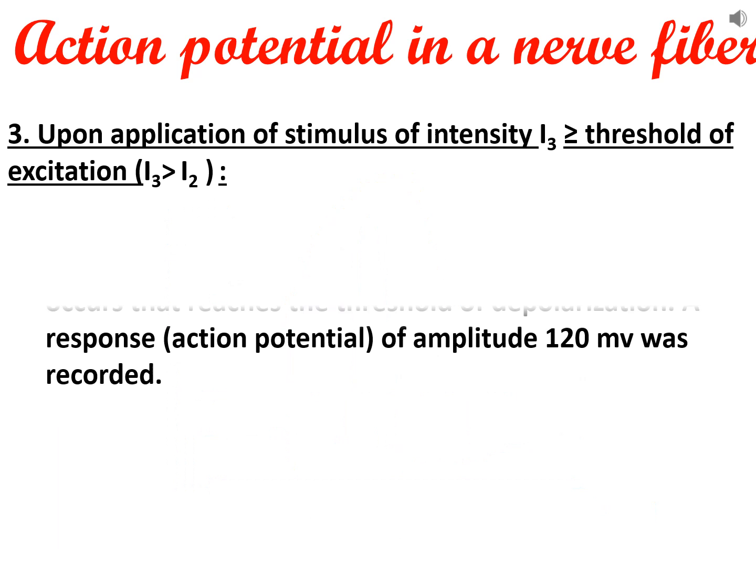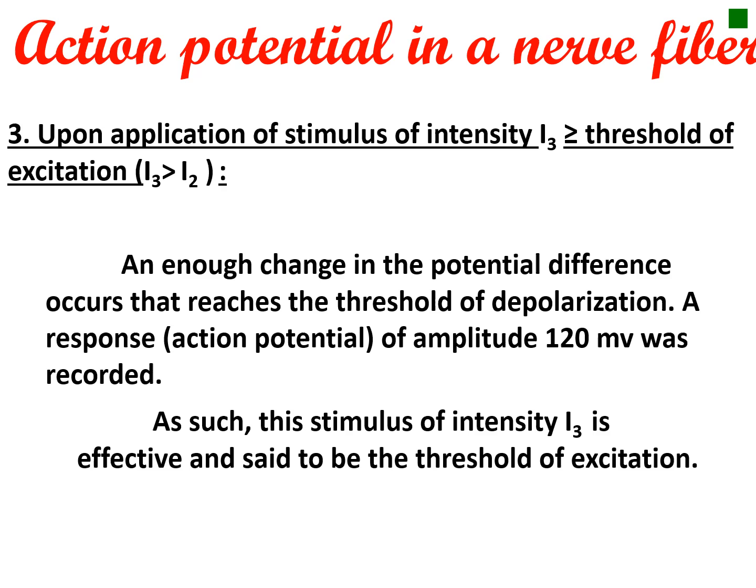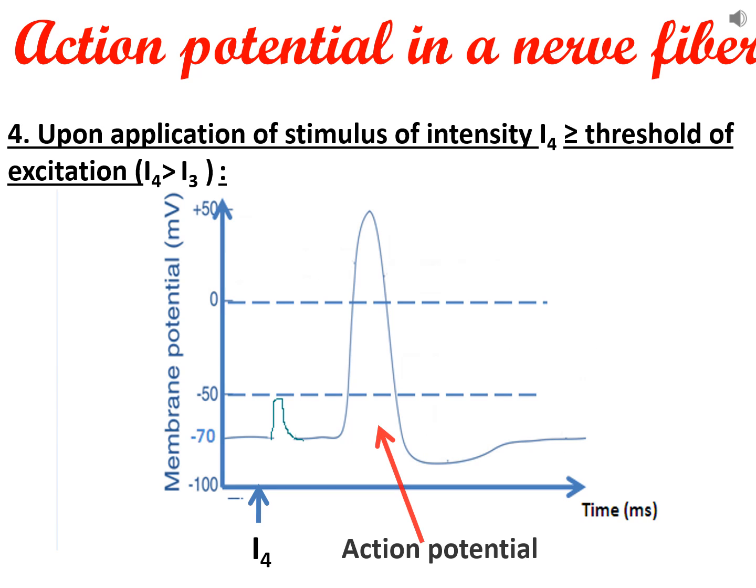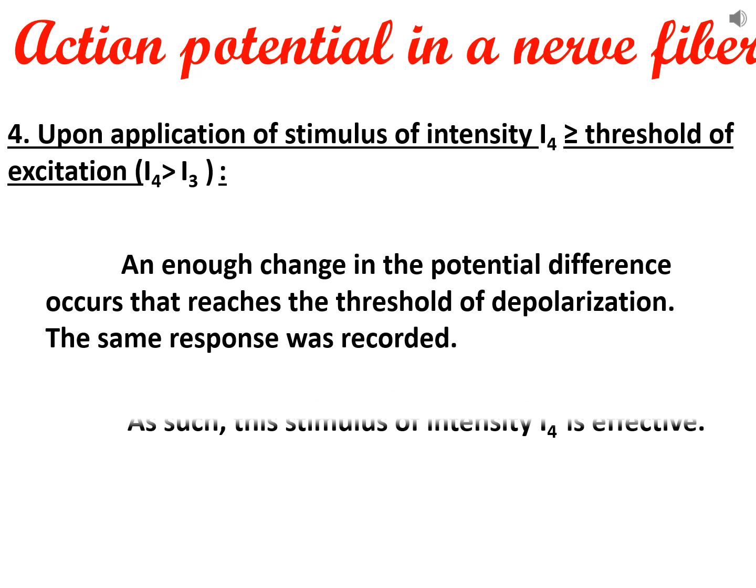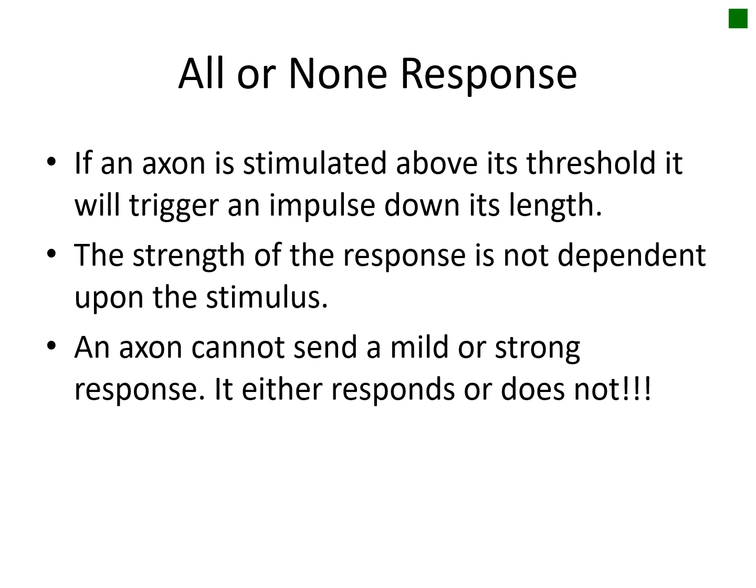Action potential means this stimulus is said to be effective since it reached the action potential. It causes an action potential, and it's the first one to cause an action potential, so it's called the threshold of excitation. Stimulation I4 is greater than the threshold and greater than I3, so we have an action potential. This means that I4 is an effective stimulation since it causes an action potential.